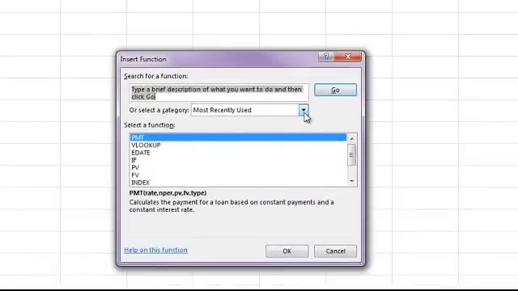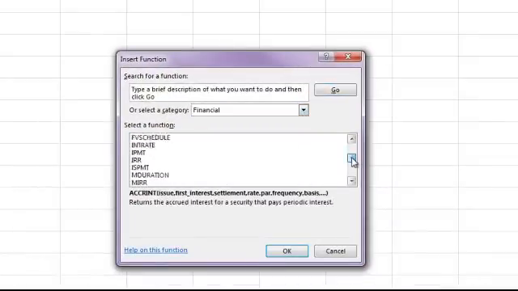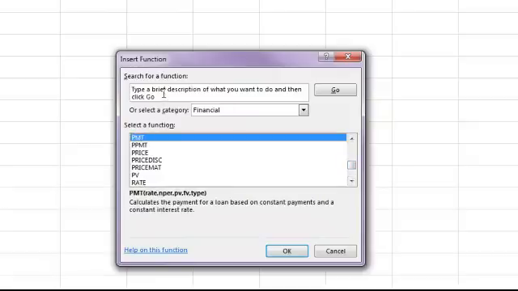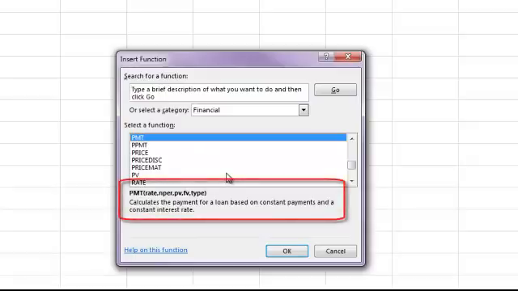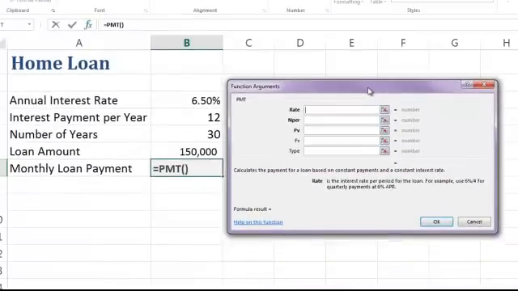I have mine under most recently used, but it could also be found under financial. Or outside of the simulation, you can use the search box. Gives me my syntax here as well as a short definition for what this function does. Here are my function arguments.